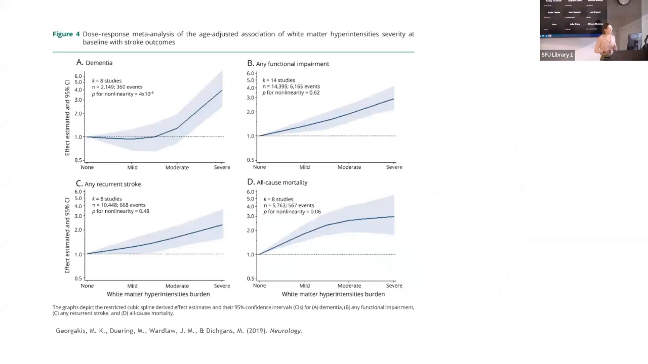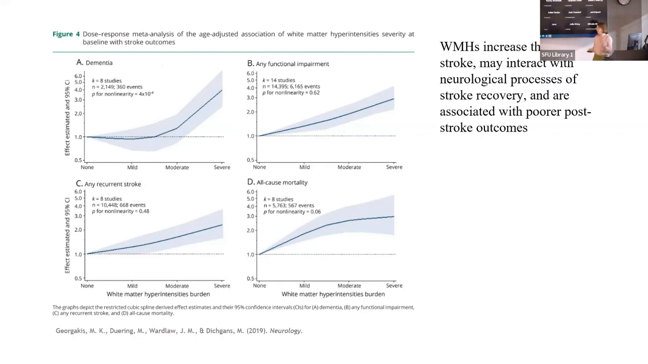So a nice recent meta-analysis looked at relationships between white matter hyperintensity burden, which was here graded in 3 levels of severity, and functional outcomes and overall outcomes after stroke. And what they saw in this study was essentially a dose-response relationship between the severity of white matter hyperintensities and negative outcomes. And this was for dementia, for any functional impairment, which they categorized very broadly in the context of this study, for recurrent stroke and for stroke-related mortality. So it's this idea that as you have more concurrent white matter hyperintensities, it seems that stroke outcomes are worse. And so the question then is, how are these white matter hyperintensities potentially interacting with processes of neurological recovery after stroke? And can we understand this from a more resilience-based framework?